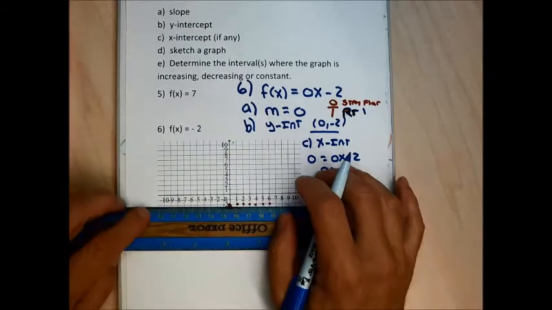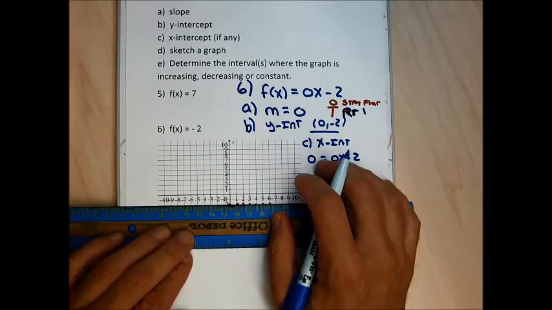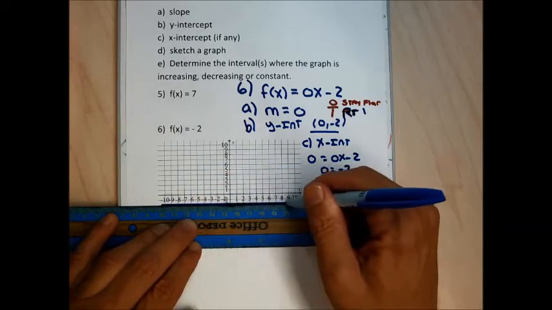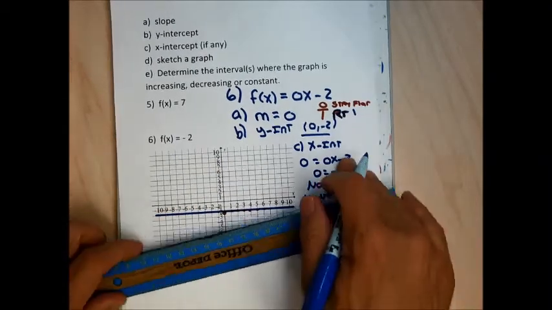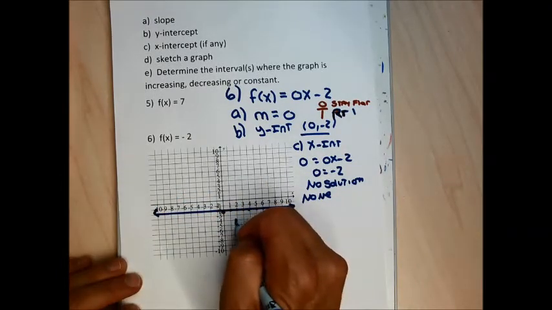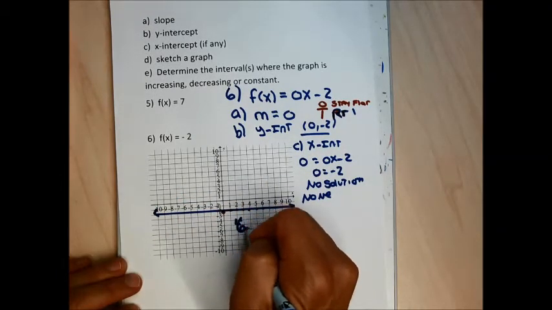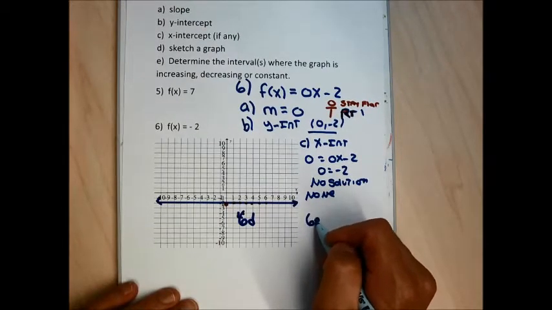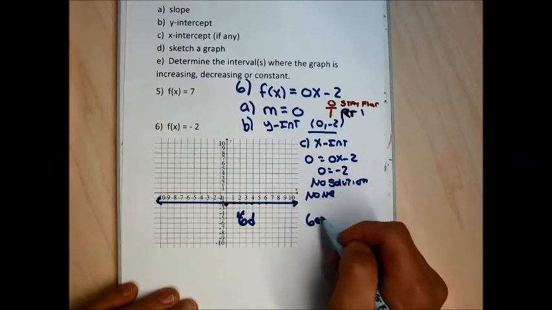And the line is going to be a horizontal line that's parallel to the x-axis, because there isn't an x-intercept. When you don't have an x, you get a horizontal line that's parallel to the x-axis. So this is for part 6D.